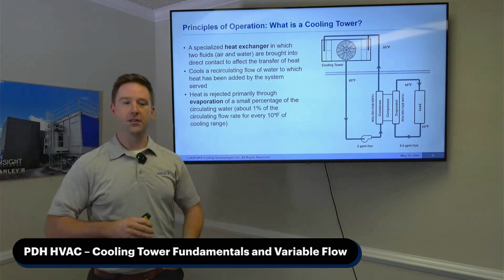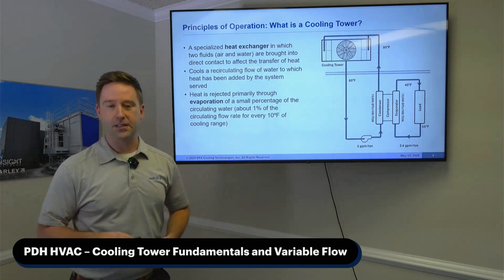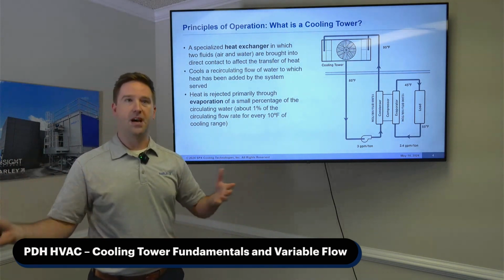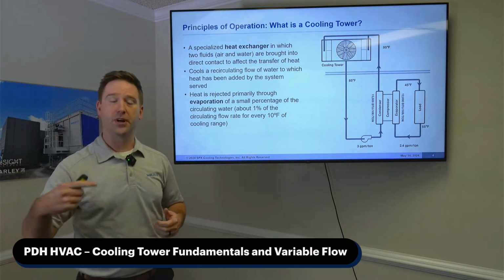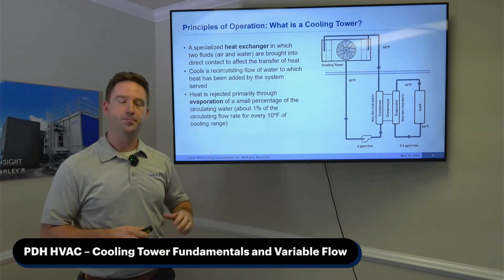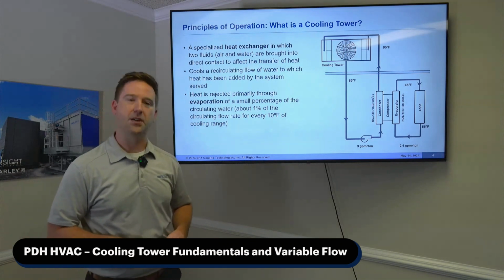So you're just going to be exchanging where that heat is. Typically, when you're evaporating that water, rule of thumb is going to be about 1% of your design flow rate going through your cooling tower. Maybe a little less, but quick calculation is about 1%.